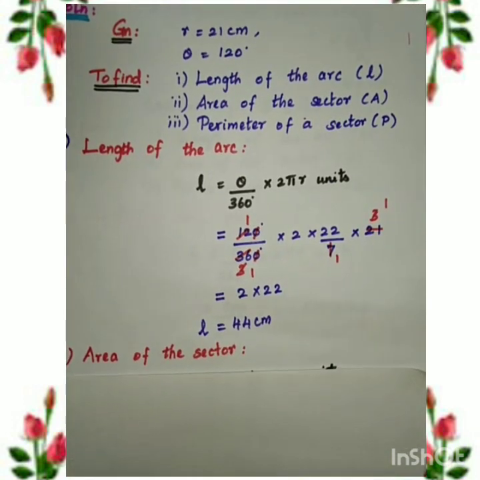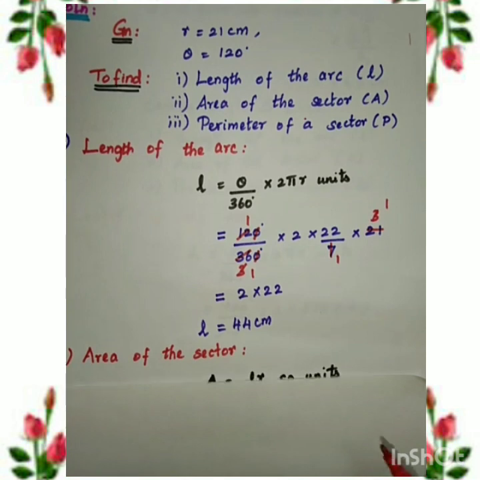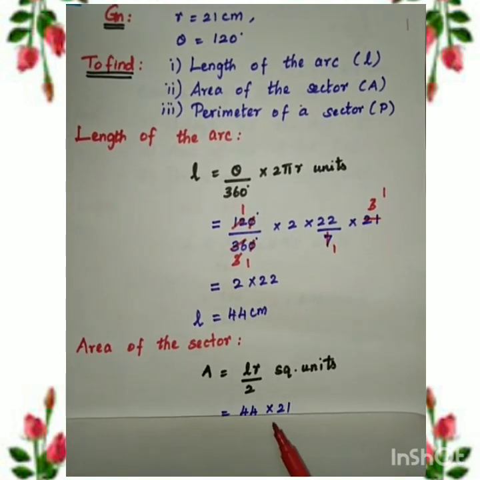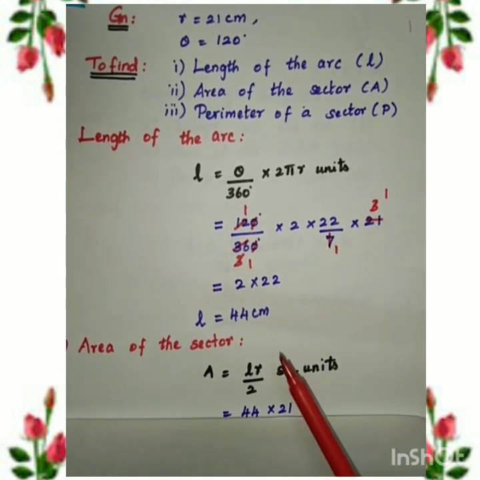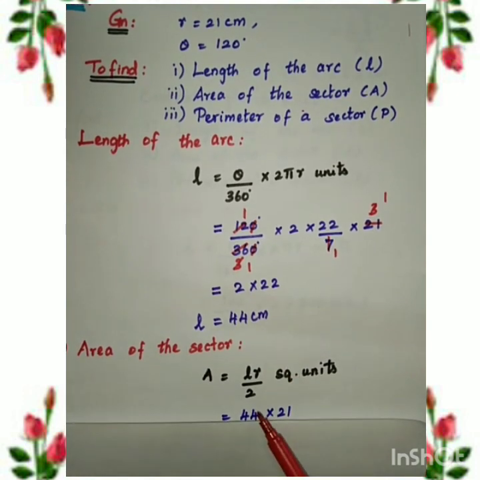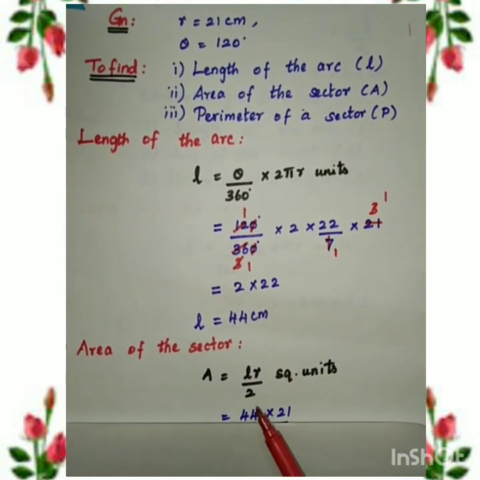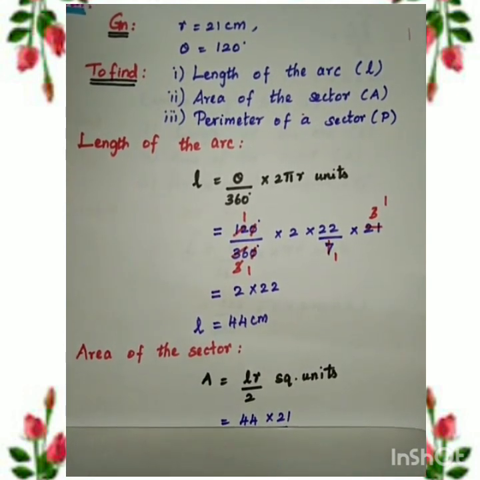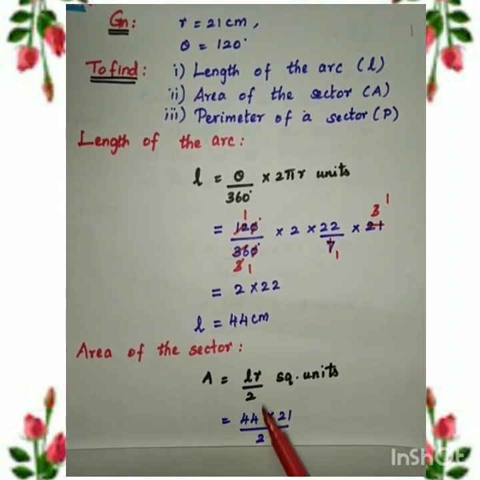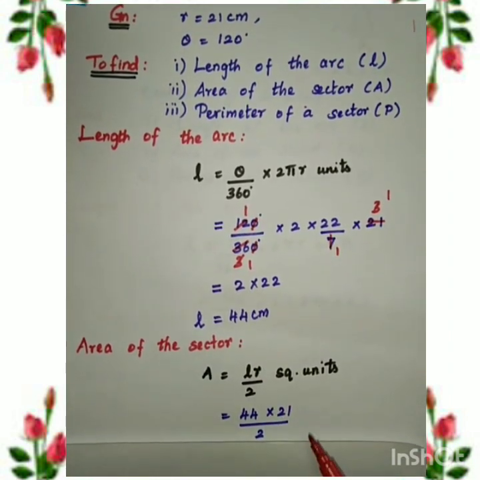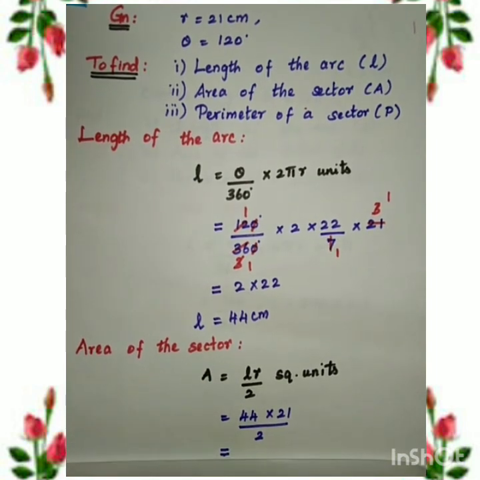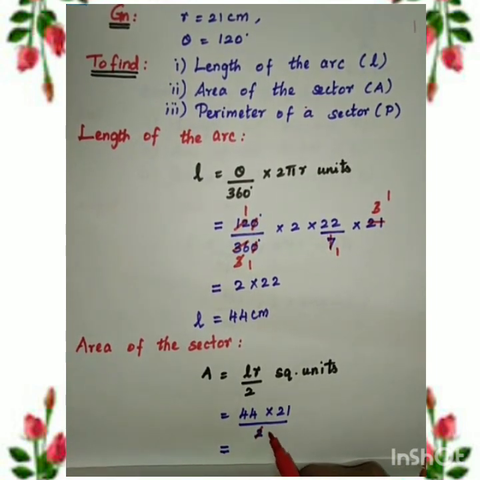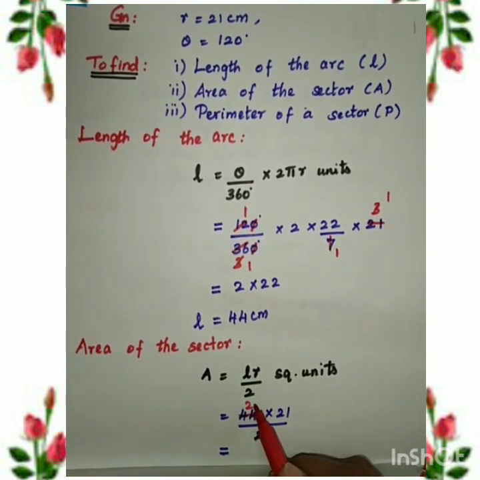Of the sector. Area of the sector formula is A equal to LR by 2 square units. If you know the length of the arc value, you can apply this formula. A equal to LR by 2 square units. So we can substitute the values. L is 44, radius is 21, denominator is 2. So we can cancel this. 2 ones are, 2 22s are.